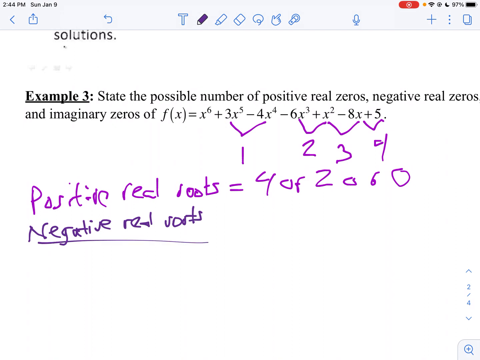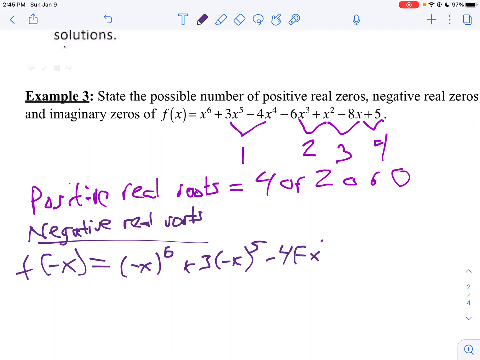So what I'm going to do is evaluate f of negative x. What happens when I replace x with negative x? Well, if I take negative x to the 6th power, in fact, I think I'll write this down here so you can see it. So I have negative x to the 6th power plus 3 times negative x to the 5th power minus 4 times negative x to the 4th power minus 6 times negative x to the 3rd power minus 8 times negative x plus 5.